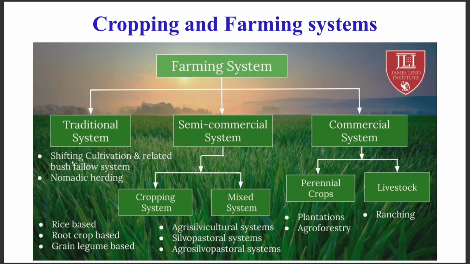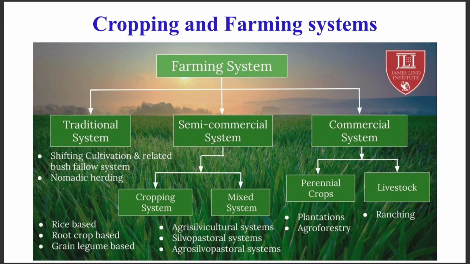Then we have cropping and farming system. The farming system is divided into three main systems, that is traditional system, semi-commercial system and commercial system. So traditional system, shifting cultivation and related bush fallow cultivation system, and we have nomadic herding. We will see the pictures.